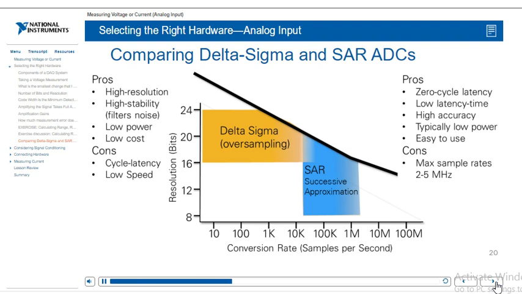The delta sigma ADC basically oversamples its analog input signal to provide a high resolution representation of that signal with low noise. Its resolutions usually range from 16 to 24 bits, so it's pretty high.